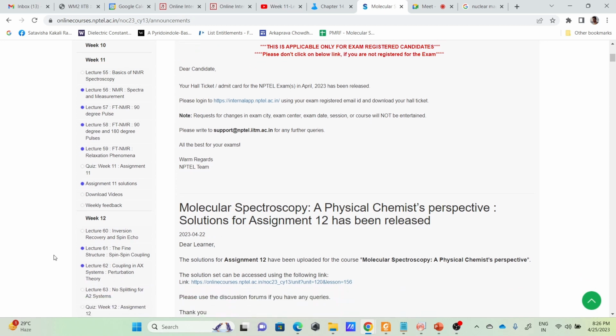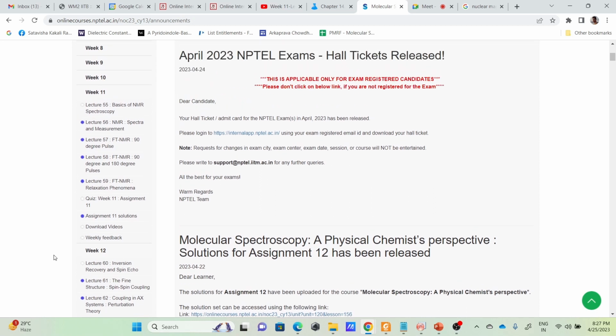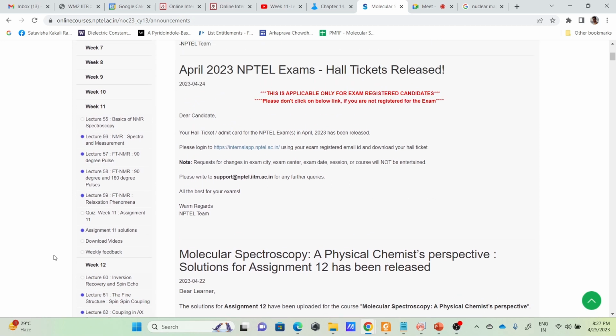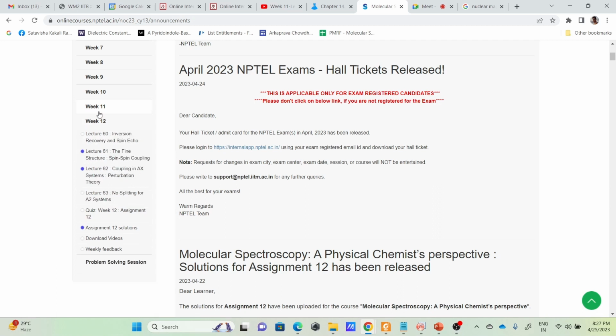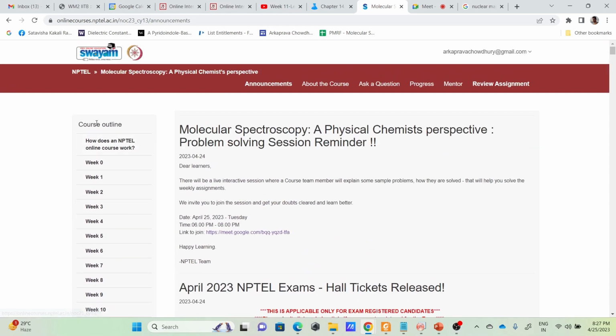Using perturbation we learned what the change in the energy states will be when there is no coupling and when there is coupling. And then we learned about spin-lattice relaxation and spin-spin relaxation. With that, we have ended our molecular spectroscopy course. I hope you got a gist of this.